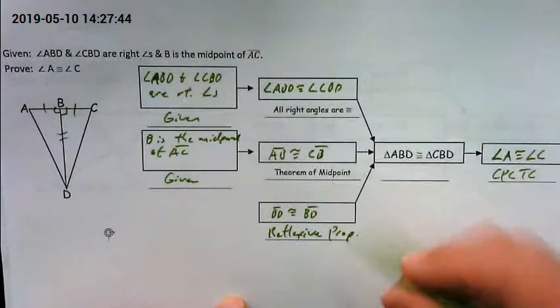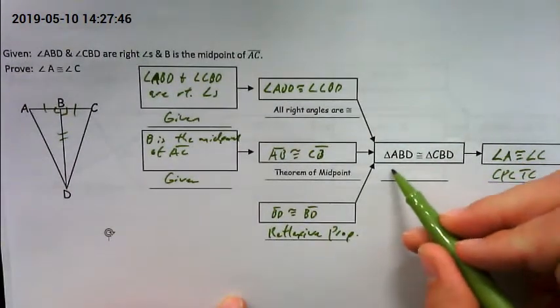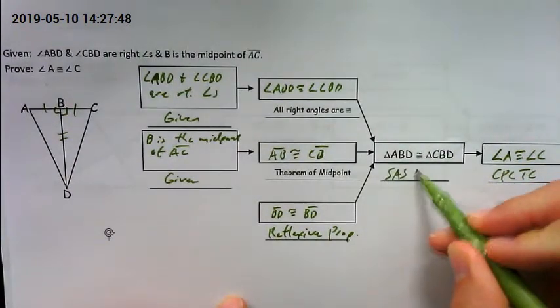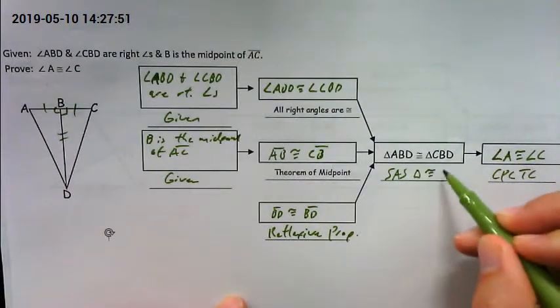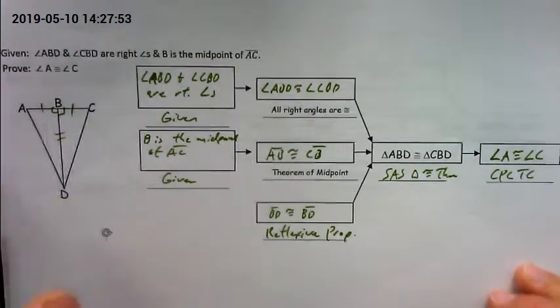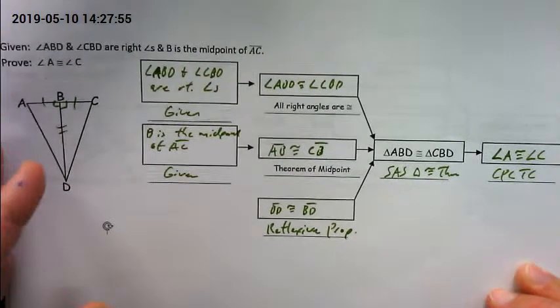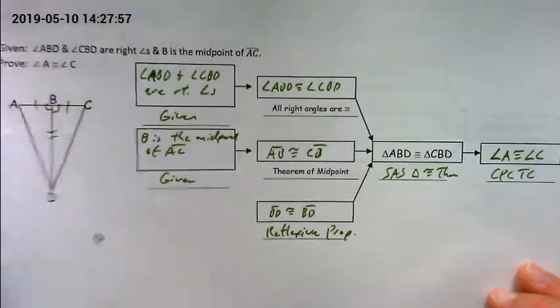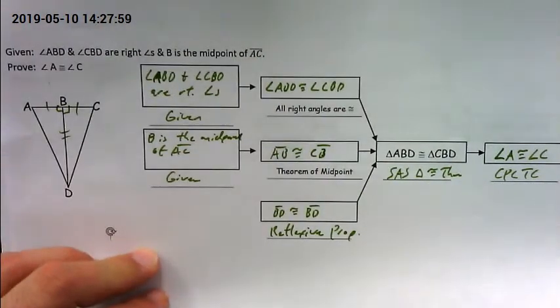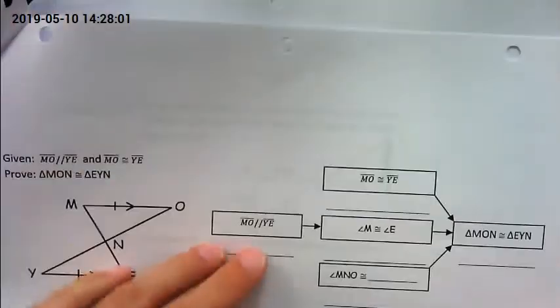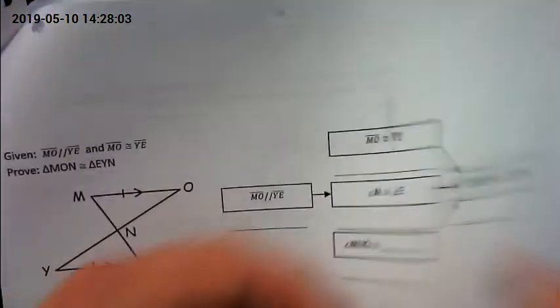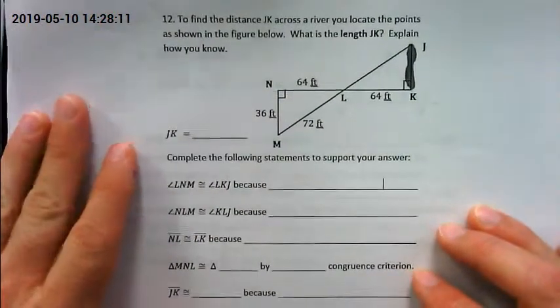All right, we got three pieces. Which one is this? Side, angle, side, triangle congruency theorem. All right. Good? Moving on. Let's skip that one for now. I want to make sure that we get to the two paragraph ones, and then we'll come back if we have time.